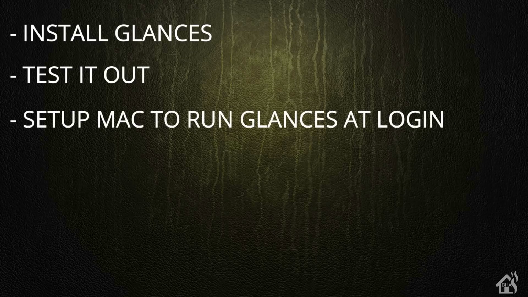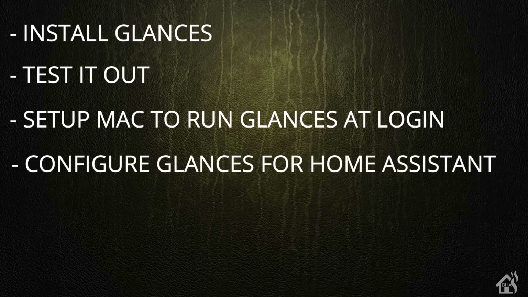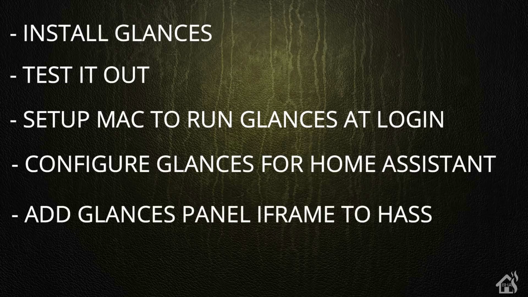So let's do a quick run through of everything we're going to cover in this video. Of course, for starters, we're going to install Glances. Once that's installed, we're going to test it out. Once we've shown that it does work and pull in information into Glances, then we will set up our Mac to run Glances at login. Once we're able to do that, we are ready to configure Glances for Home Assistant. And just as an added bonus, we're going to add the Glances page as a panel iframe to Home Assistant as well. So let's get started.